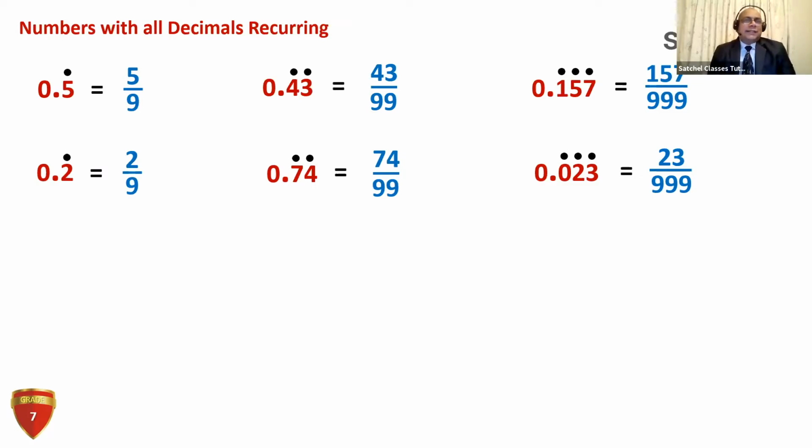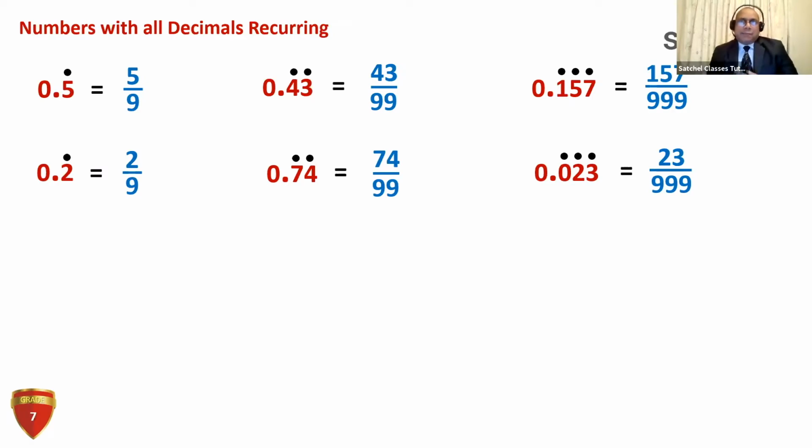Now, there's a slightly different way of getting the same result. And it is important to understand that method, because what happens if not all the digits are recurring? In this case, if you look at the examples carefully, all the decimal places, be it 1, 2, or 3, all of them are recurring, right?